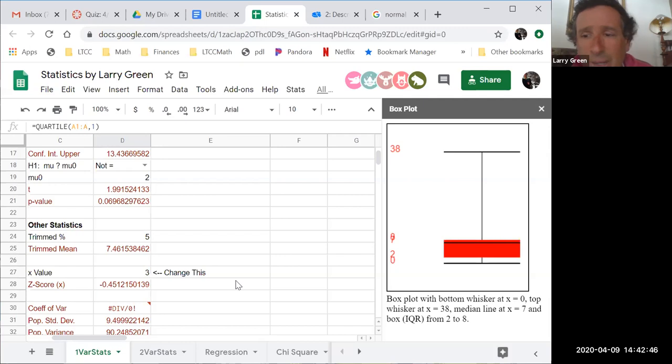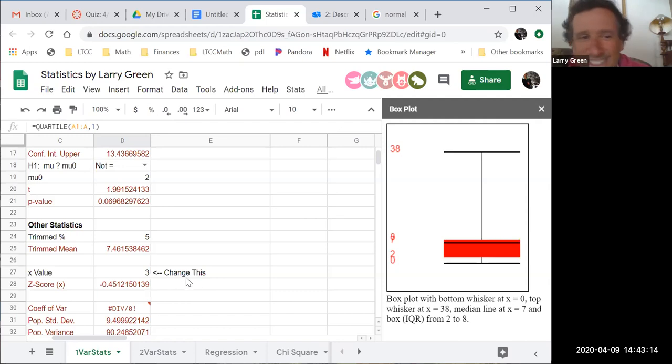But now I want to talk about another way of comparing when you don't know anything about the scores, and that is what we call the Z-score. That's why I'm over here on the spreadsheet. See where it says X value 3, change this? Pay attention. Tell me what that says one more time. Can you read? Type it in a box.